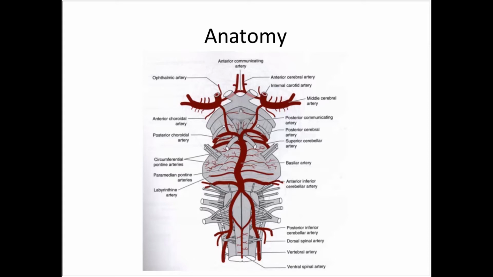I just want to go over a little bit of anatomy. Transcranial Doppler can insonate the vessels of the circle of Willis, which you can see here in the middle of the screen. And the circle is comprised of the anterior communicating artery, the ACAs, or the anterior cerebral arteries, the bilateral internal carotid arteries, the bilateral posterior communicating arteries, and the bilateral posterior cerebral arteries.